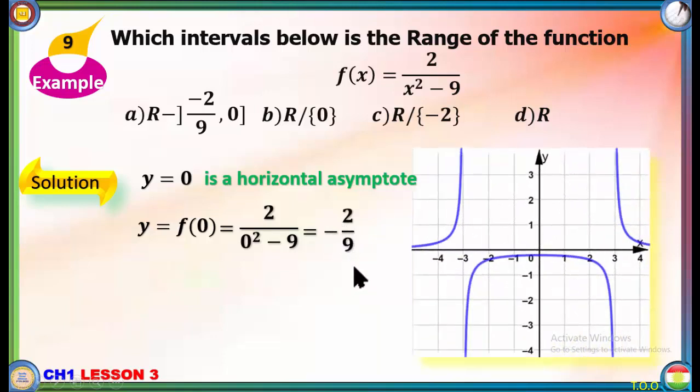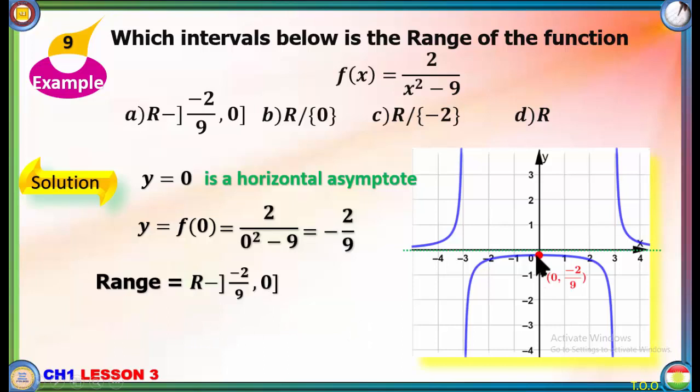Because of this, we can see from the lesser number to the bigger number, therefore the range is R except this interval from -2 over 9 to y = 0, but 0 is closed and -2 over 9 is open, because -2 over 9 is in the range, but 0 does not belong to the range.